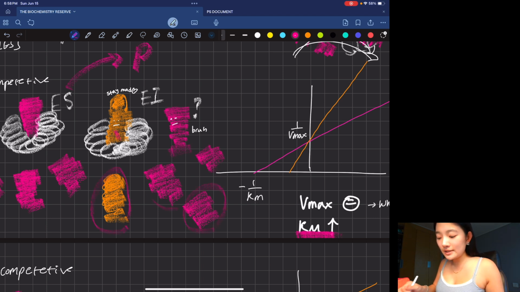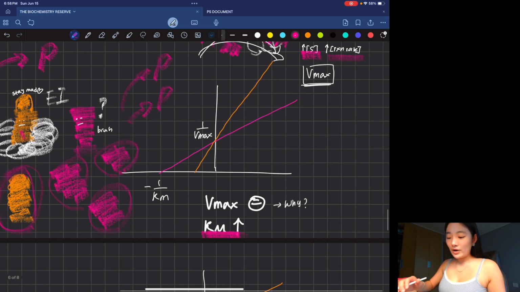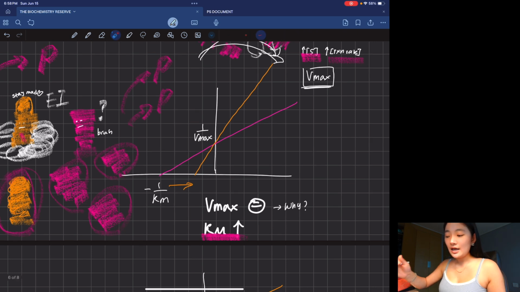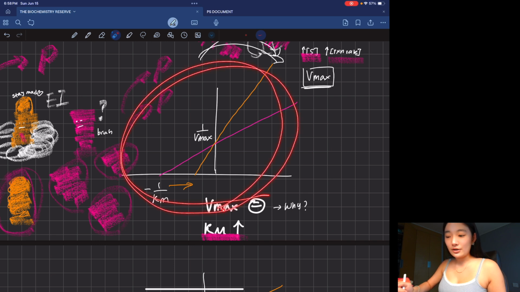There needs to be more substrate for the enzyme to be working at the same level that it was before, i.e. producing product at the same rate that it was before the inhibitor came in. Therefore, there needs to be higher Km. That's why the graph shifts up, right? It shifts towards here. So that's what competitive inhibition is. It's really essential that you guys memorize these shifts in the graph.